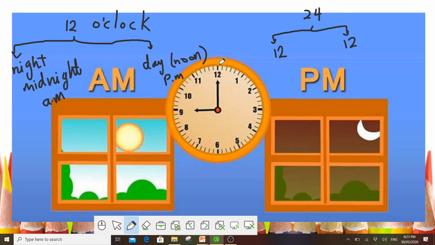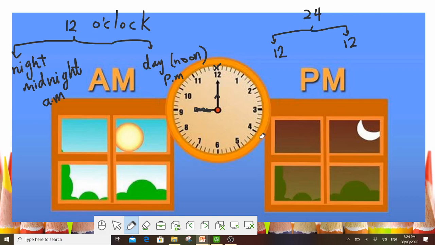Let's start here. If the hour hand and the minute hand are pointing on the 12, we have 12 o'clock, okay? Let's start with 12 a.m. At 12 a.m. we are sleeping. 1 a.m., 2 a.m., 3 a.m., we are still sleeping. 4 a.m.